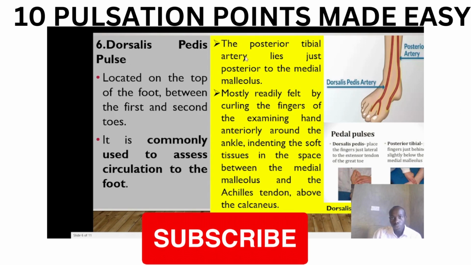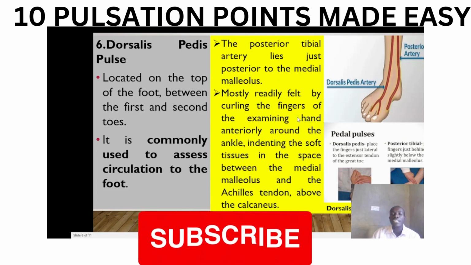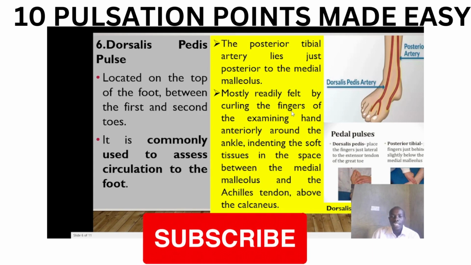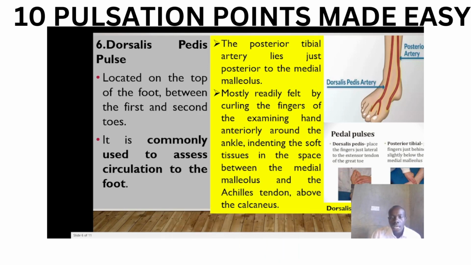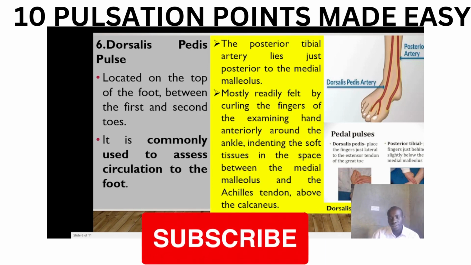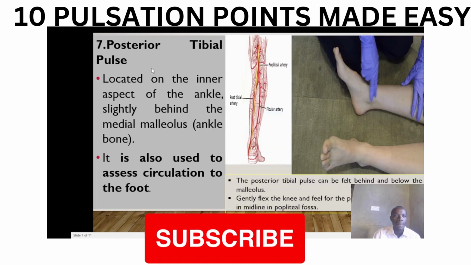Okay, so this one lies just posterior to the medial malleolus, most readily felt by curling the fingers of the examining hand anteriorly around the ankle, indenting the soft tissue in the space between the medial malleolus and the Achilles tendon above the calcaneus. Okay, so you can see how I'm assessing the dorsalis pedis here. And the posterior tibial, the one we are going to look at in the next slide, forms number 7 pulsation point, posterior tibial pulse. Correct, guys.